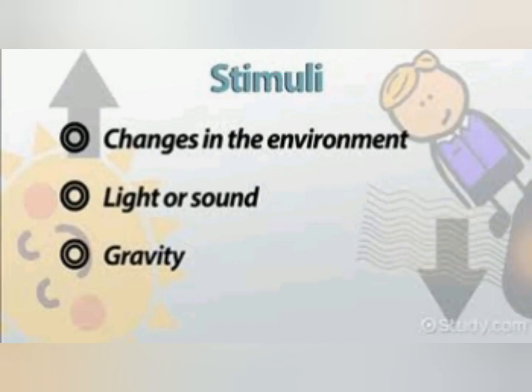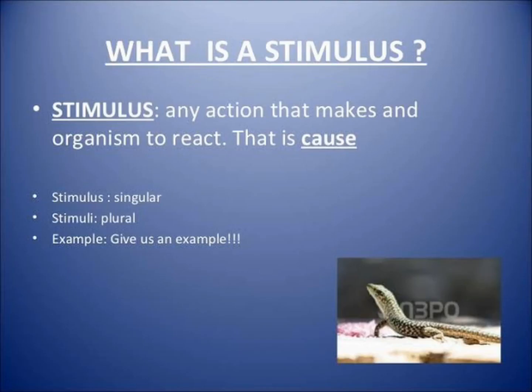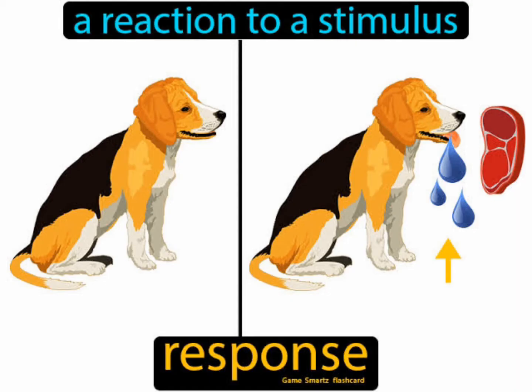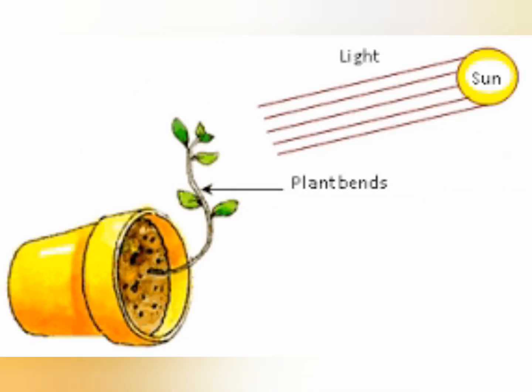That is, a change in the immediate environment of an organism which produces a change in the activities of the organisms is called a stimulus. The plural form of stimulus is stimuli. An organism's reaction to a stimulus is called a response. Here, light is the stimulus. Plant's growth is the response.